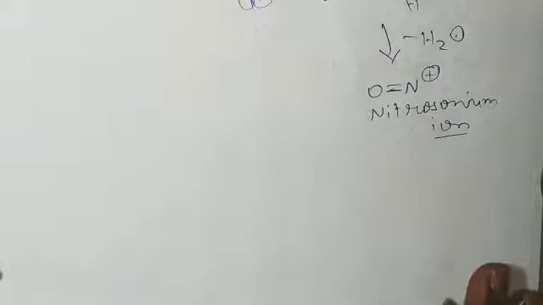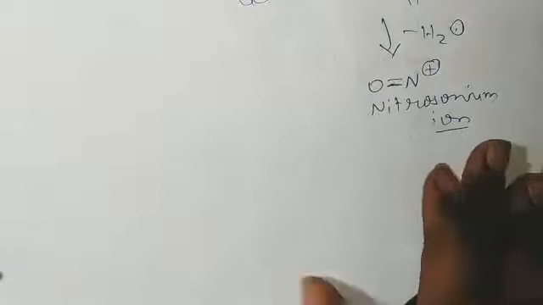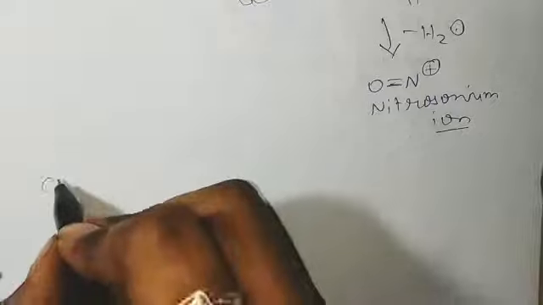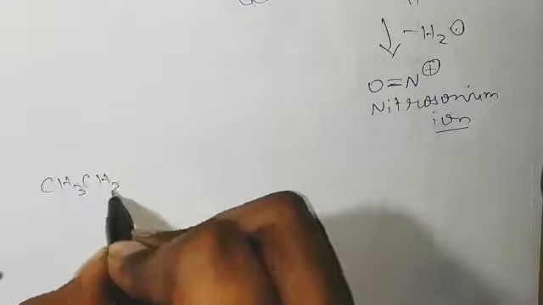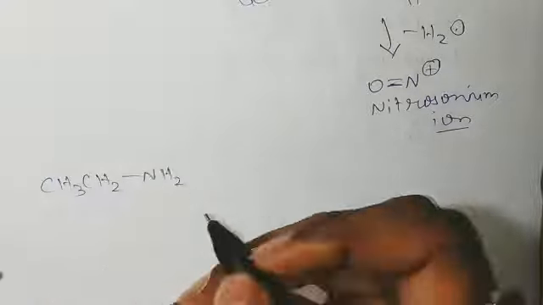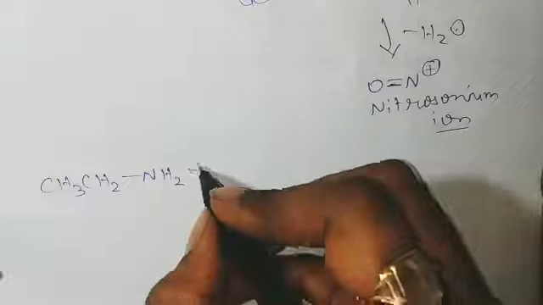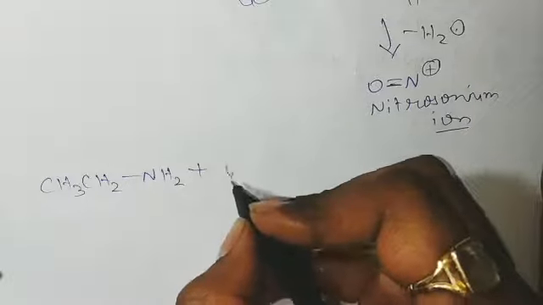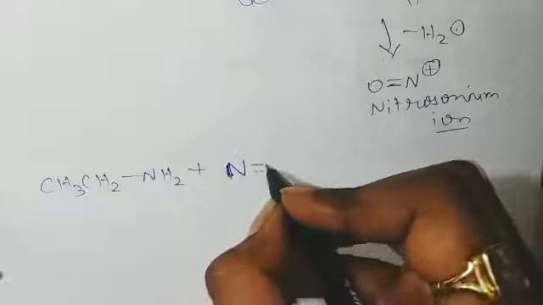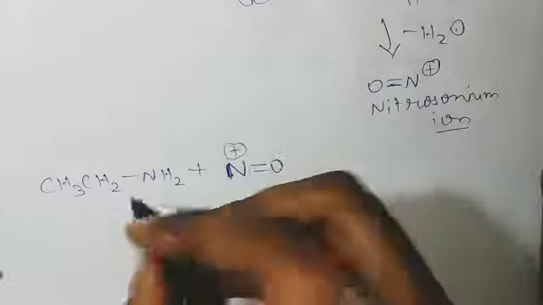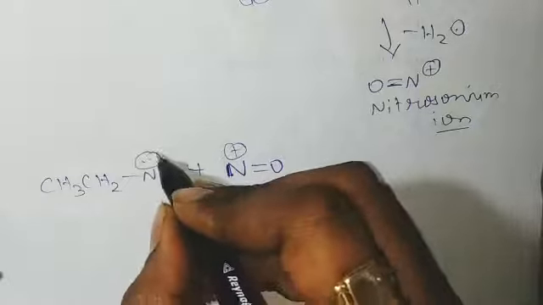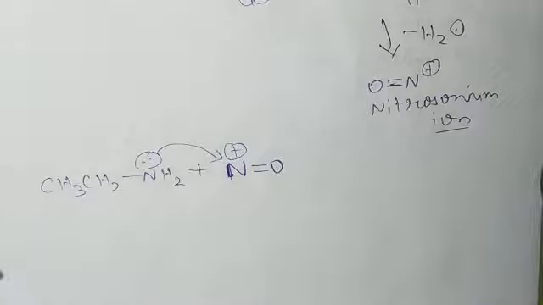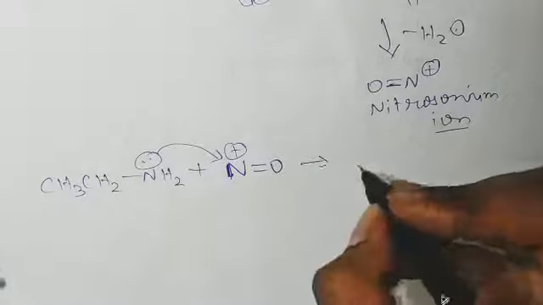Our ethylamine, that is CH3CH2NH2, will go and react with this nitrosonium ion, that is N double bond O, where N has a positive charge. The nitrogen with a lone pair will attack the nitrogen having a positive charge like this, and what will we get?